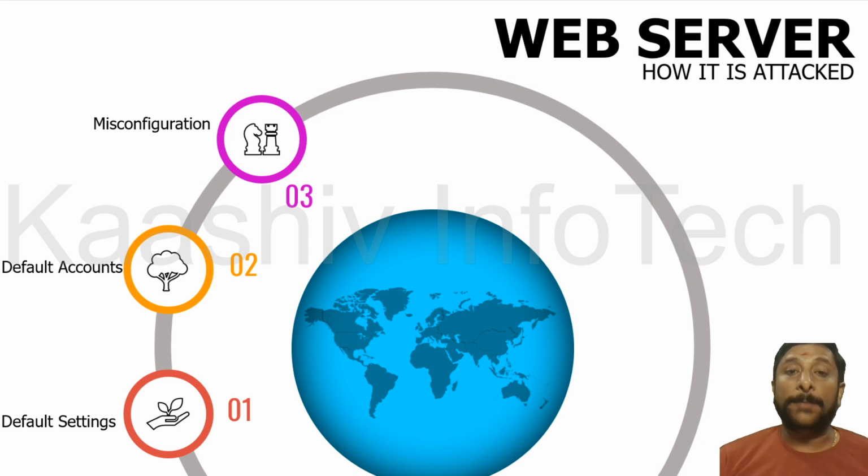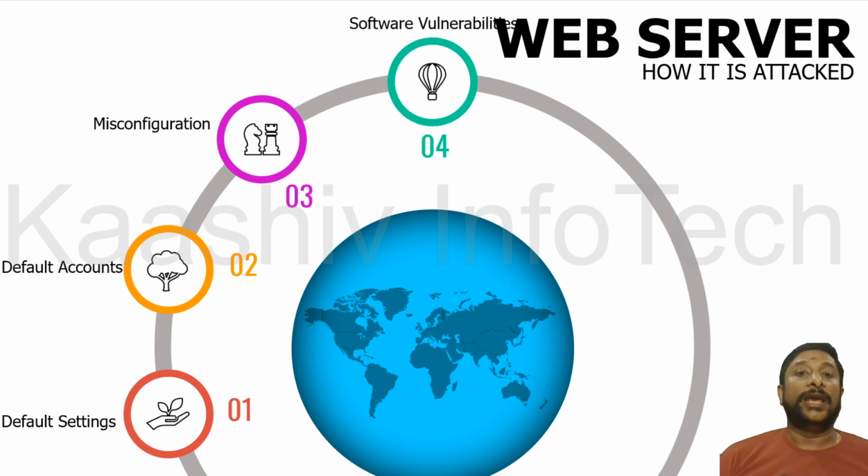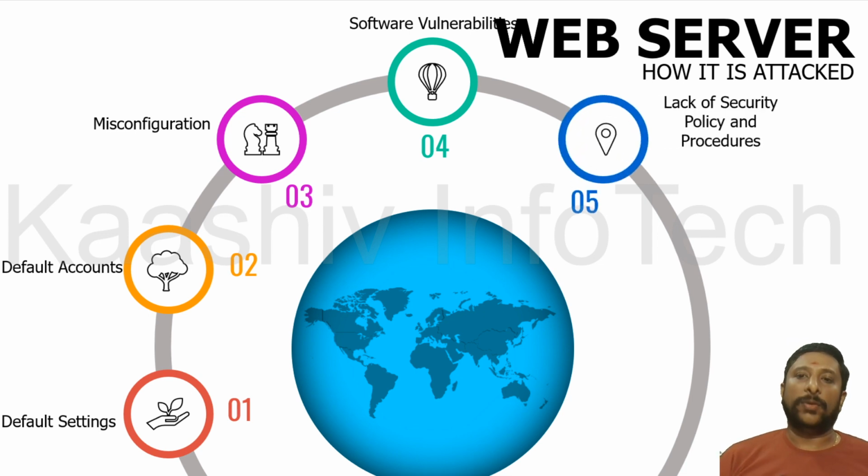Next is misconfiguration. If the server is improperly configured, it will be attacked. And then software vulnerability: the software available on the server, and the server itself, may have vulnerabilities, and they will get attacked.